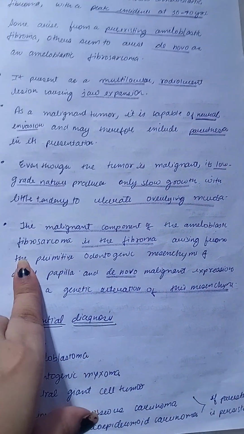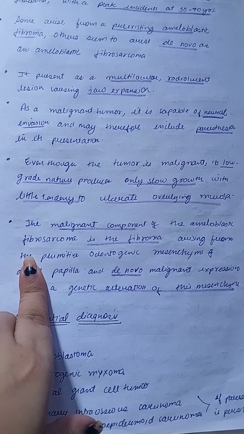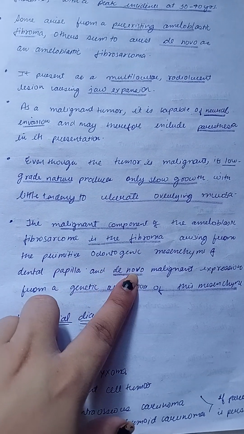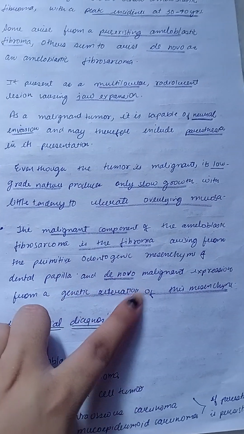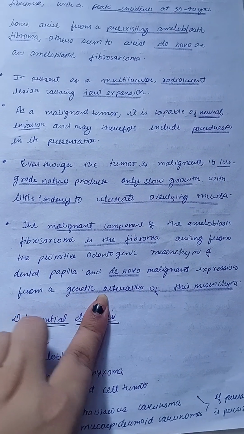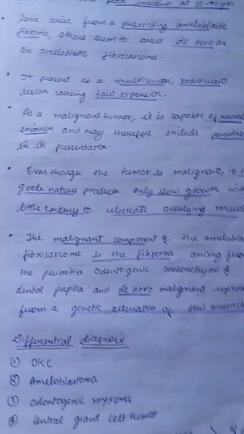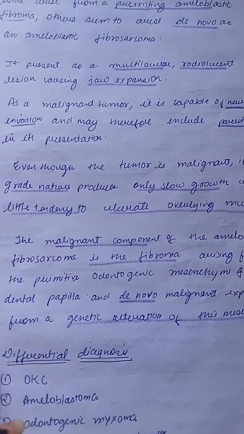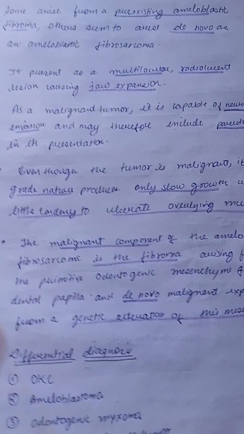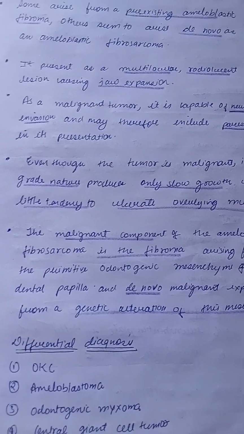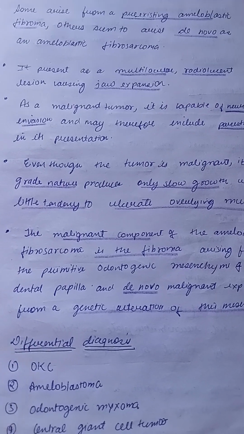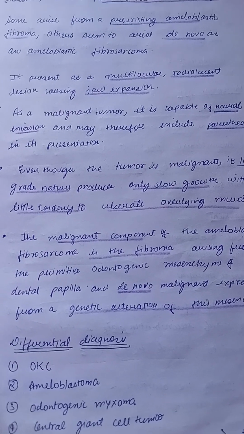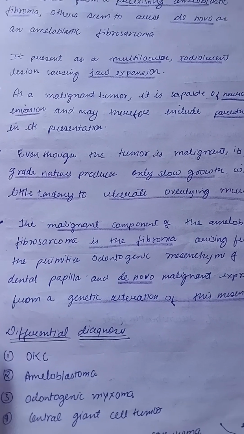The malignant component of the ameloblastic fibrosarcoma is the fibroma, arising from the primitive odontogenic mesenchyme of the dental papilla and de novo malignant expression from a genetic alteration of this mesenchyme. We know that there are two components, epithelial and the fibrous component, or mesenchyme or ectomesenchyme component. So the malignant component is the mesenchymal component, not the epithelial component. So it is the fibroma which shows gene alteration and causes malignant transformation.